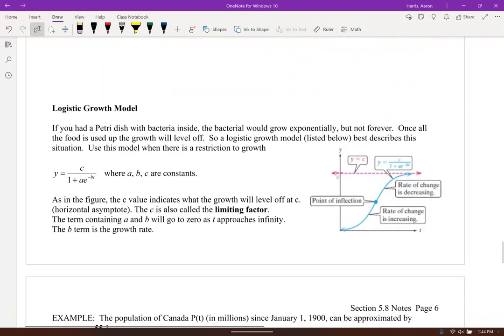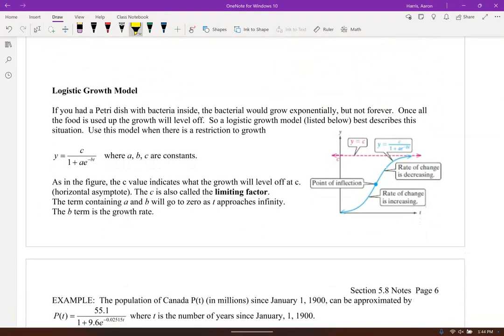All right, the last model is a logistic growth model. So if you have a petri dish with bacteria inside, the bacteria grow exponentially, but not forever. Once all the food is used up, the growth will level off. Can you kind of see how it's leveling off here? It's approaching a horizontal asymptote. So a logistic growth model best describes this.